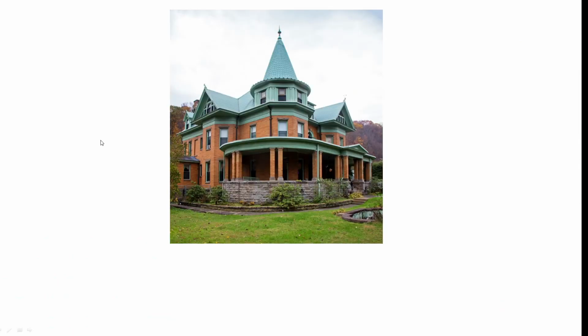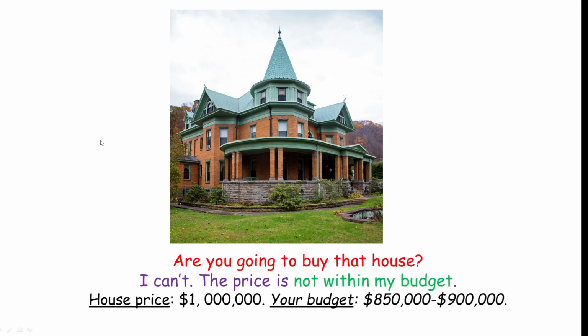Now here's an example using money, all right? Here we have a nice big house for sale, okay? Are you going to buy that house? I can't. The price is not within my budget. So let's talk about within my budget. Now, the house, or let's talk about my budget first. See down here? My budget is $850,000 to $900,000.